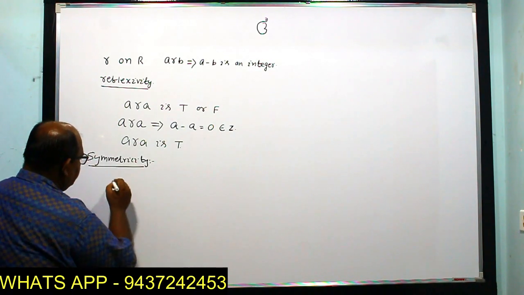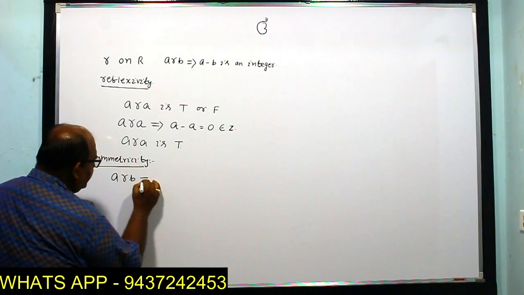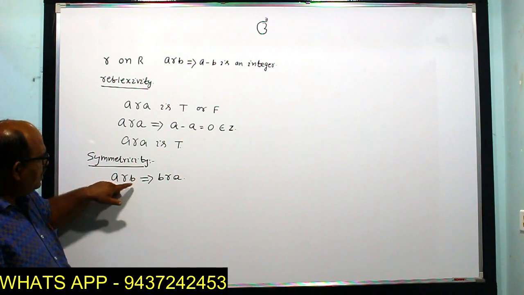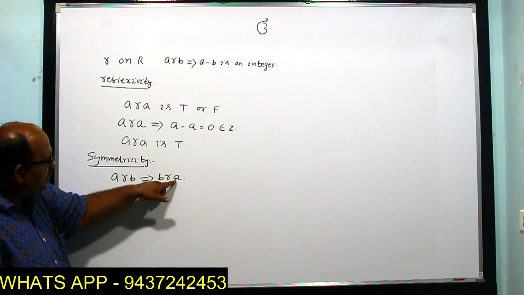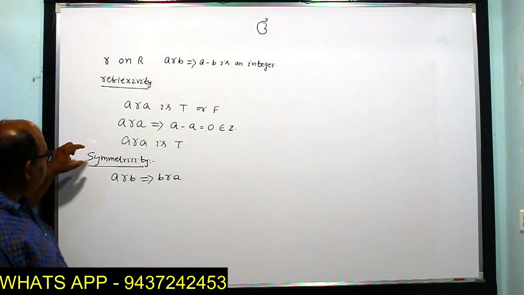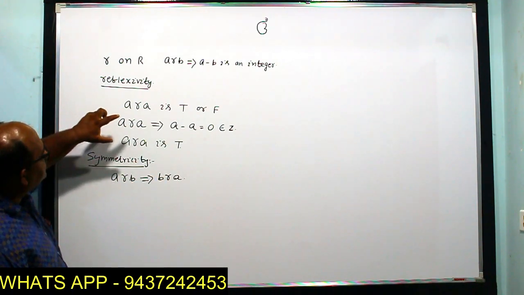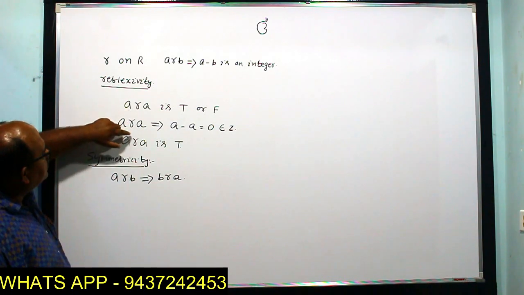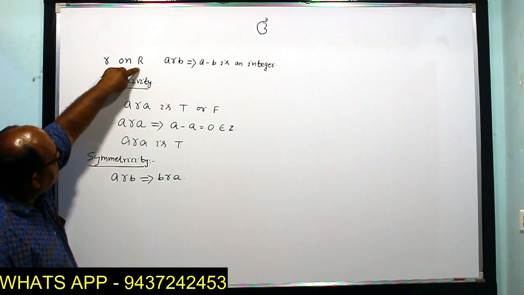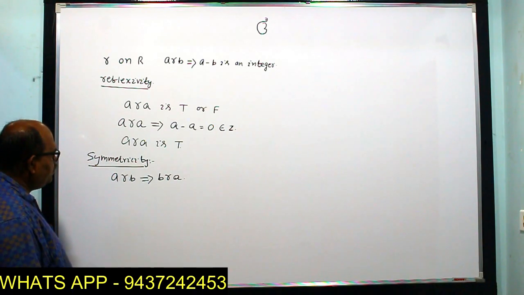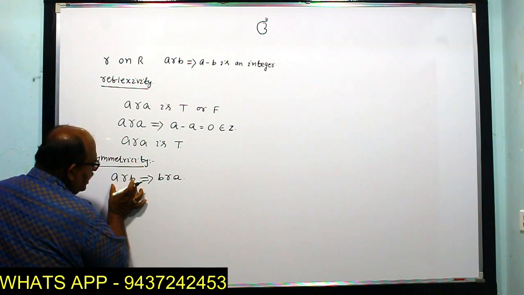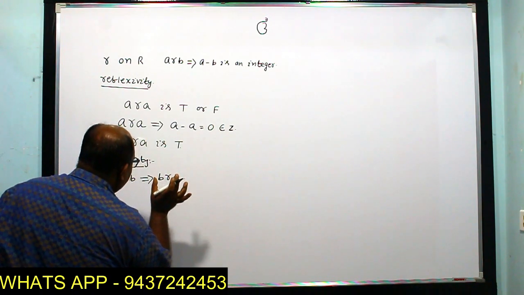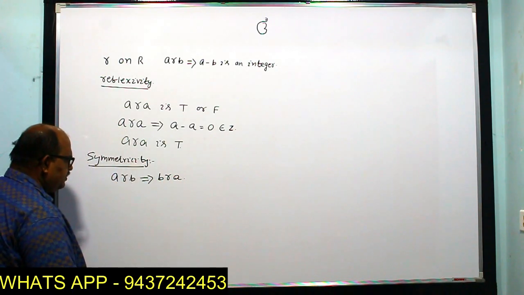Testing for symmetricity. We have to take A related to B and we have to find B related to A. This is given. With the help of this, if we can obtain this, then we can say the relation is symmetric. Here the relation is represented by small r, because the real number set is capital R. So to prove symmetricity we take A related to B and try to obtain B related to A. If we can obtain it, then it is symmetric, otherwise it is not symmetric.